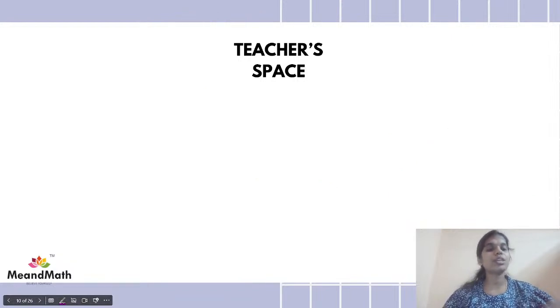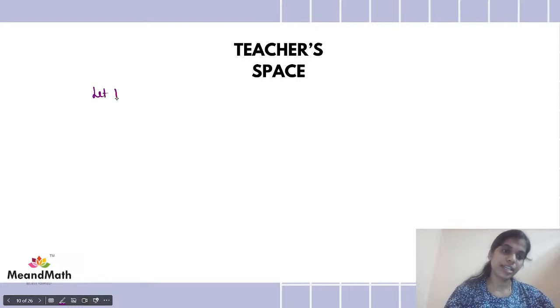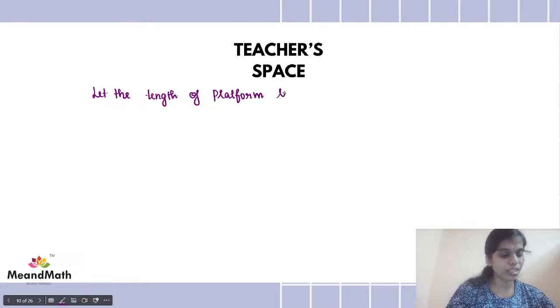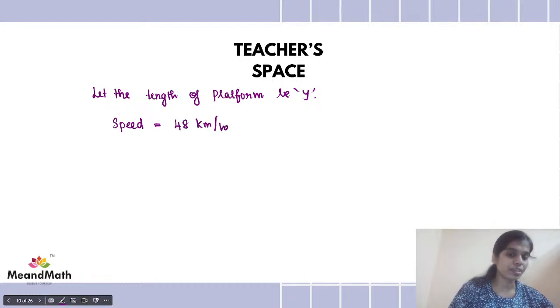Okay. Now, I'm going to find the length of the platform. Let the length of the platform be y. So, what is the speed? Speed is nothing but 48 kilometer per hour.